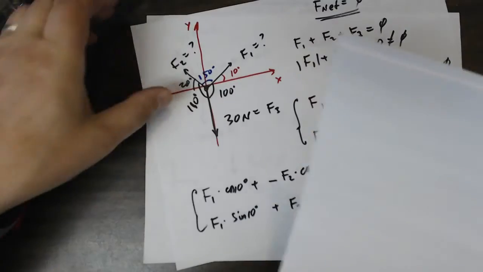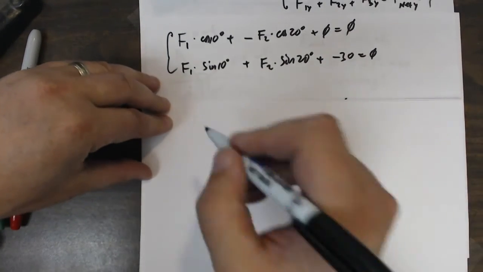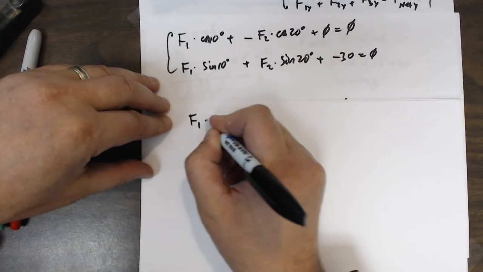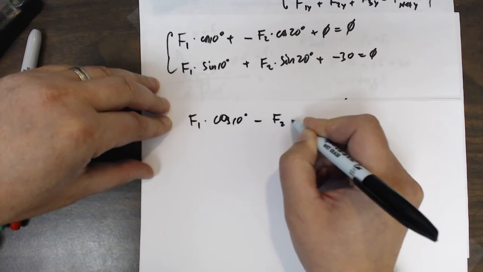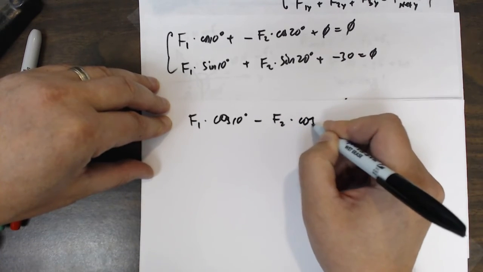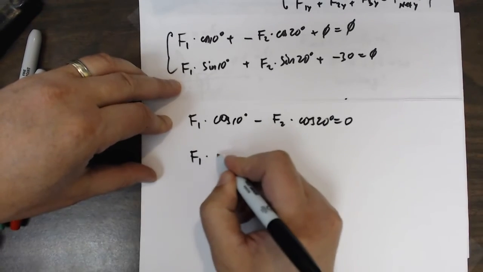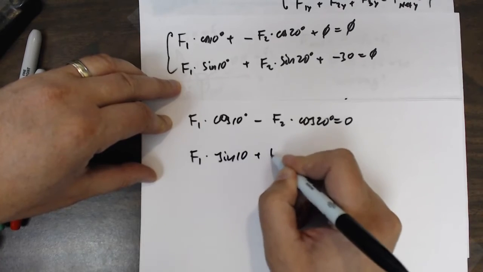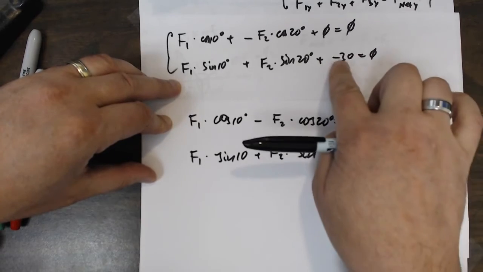How can we solve it? Well, let's refresh briefly some math. Well, first of all, let's rewrite it. F1 times cosine of 10 minus F2 times cosine of 20 equals 0, and here F1 times sine of 10 plus F2 times sine of 20 equals 30. Bring it over here.